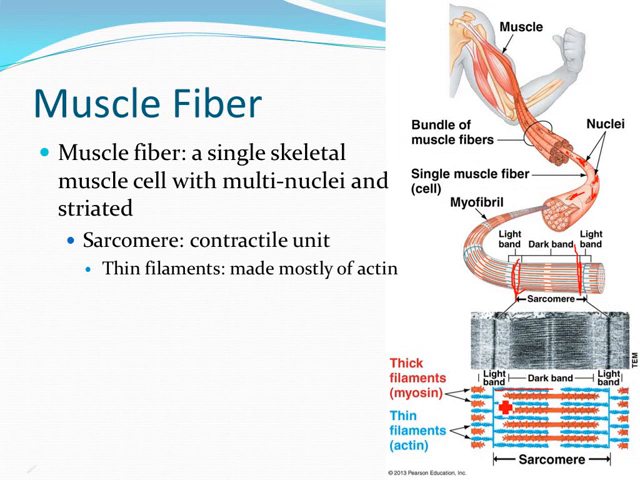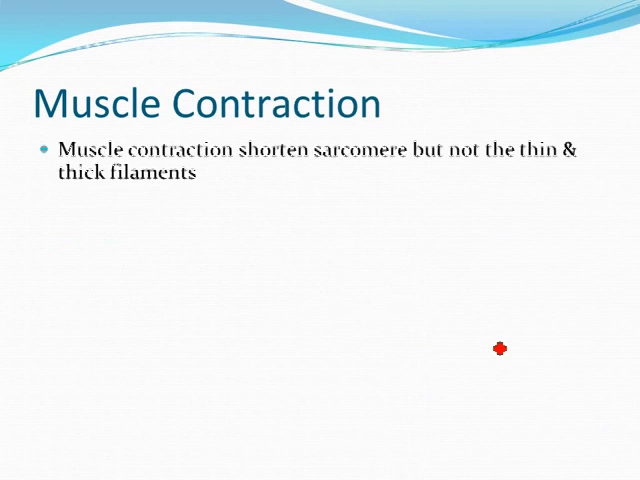It's made up of thin filaments, as shown over here. These are the thin filaments. The thin filaments are mostly actin. These are the specific type of proteins that make up the thin filament. And then we have thick filaments called myosin, and these are mostly myosin. These are the thick filaments, and they help with the contraction.